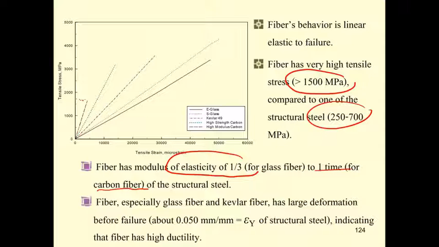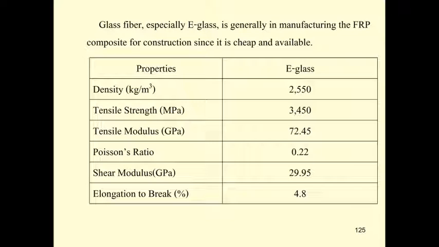The PFRP is going to be used for this civil engineering application. Okay, and the fiber, especially the glass fiber and Kevlar, have very large deformation, so it can have large deformation at failure. You have to check this with the ASTM standard. In Thailand, the Thai Industrial Standard does not have a specification for glass fiber yet.